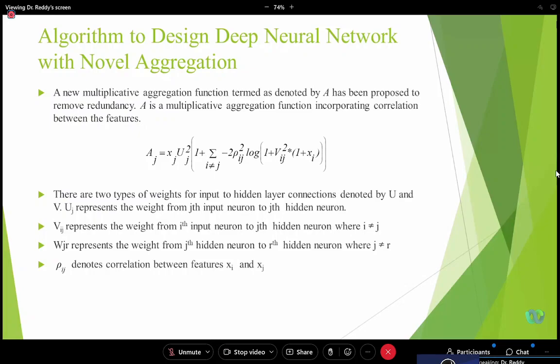For example, there is one such activation aggregation function shown in the figure. A slide shows a multiplicative aggregation function which we are going to use, and we are trying to use this multiplicative aggregation function based on some correlation between the features. Normally, there are two types of weights, for the input to hidden layer connection, and for each input neuron to the hidden neuron.